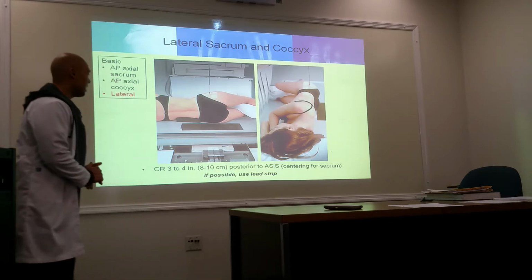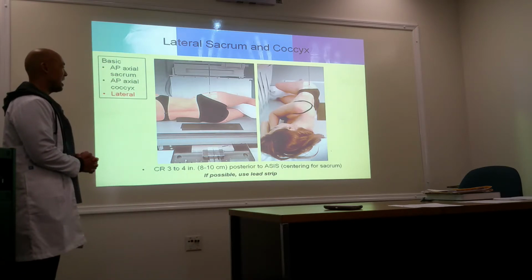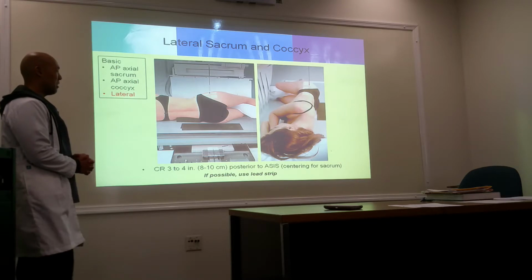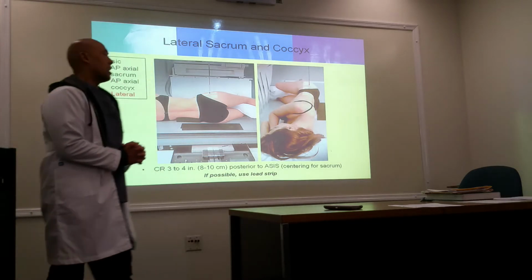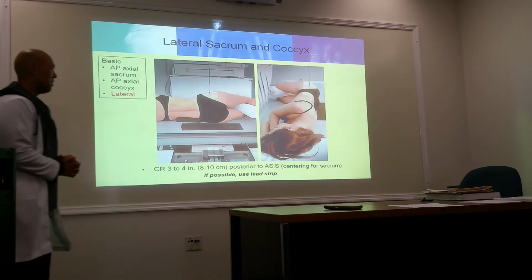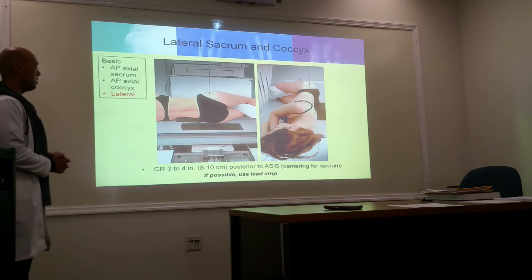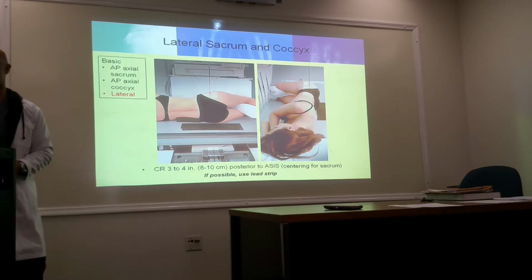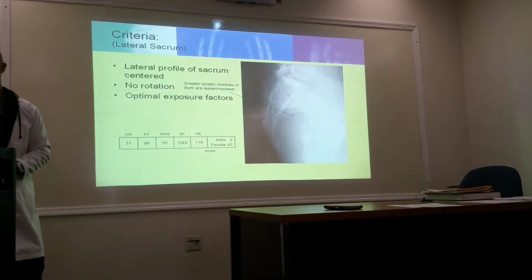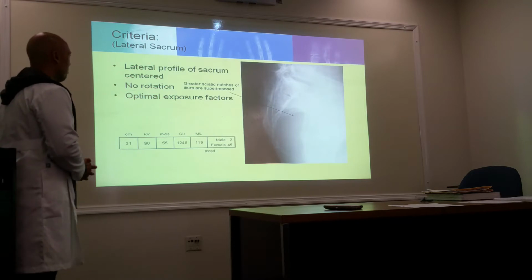Central ray is 3 to 4 inches posterior to the ASIS. And again, if possible, use a lead strip. Collimation is important. Minimizing any type of exposure to the patient is important. So when we do a lateral, we include both the sacrum and the coccyx, 3 to 4 inches posterior to the ASIS.